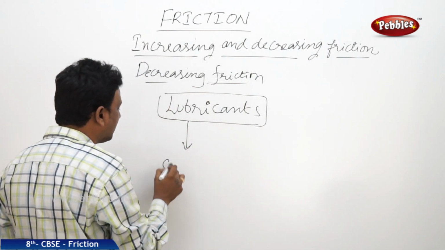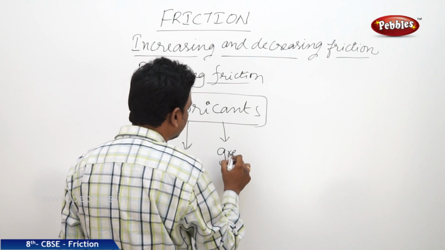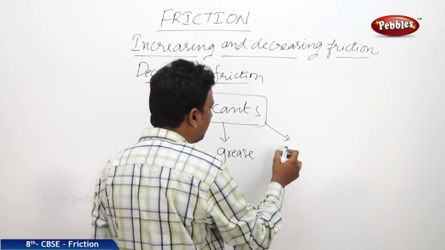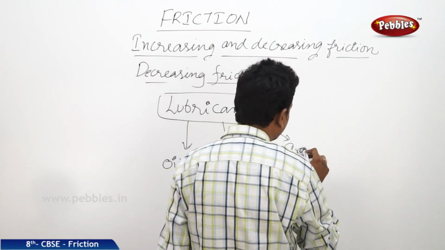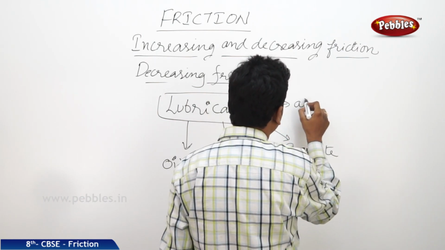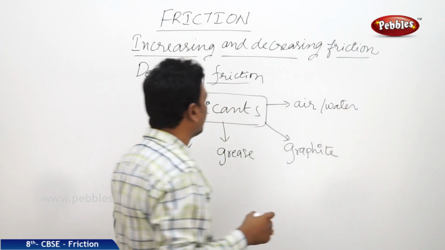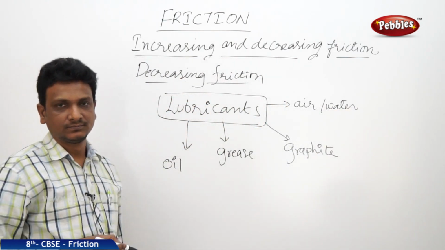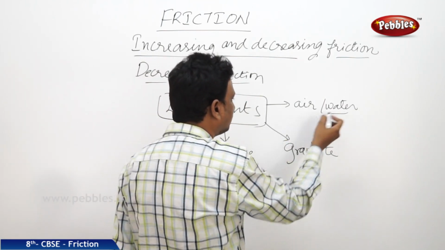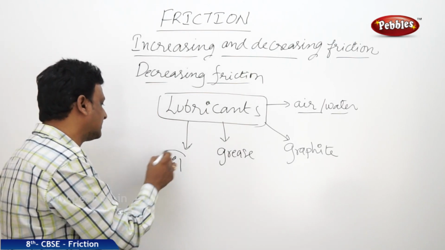A lubricant can be either oil or grease or graphite or air or water, anything. But in rare cases, water and air are used. Generally, in most of the cases, oil is used.